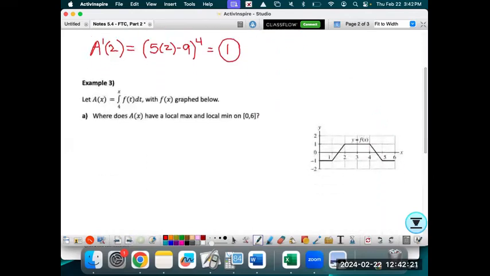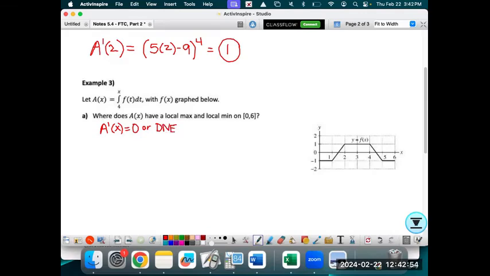Let A of x equal the integral from 4 to x of f of t dt, where f of x is graphed below. So it's the cumulative area from 4 to whatever x value you want to go to. It says, where does A of x have local max and local min? So really quick, how do we find local extrema? Remember, first and foremost, it's where A prime of x equals 0 or does not exist.